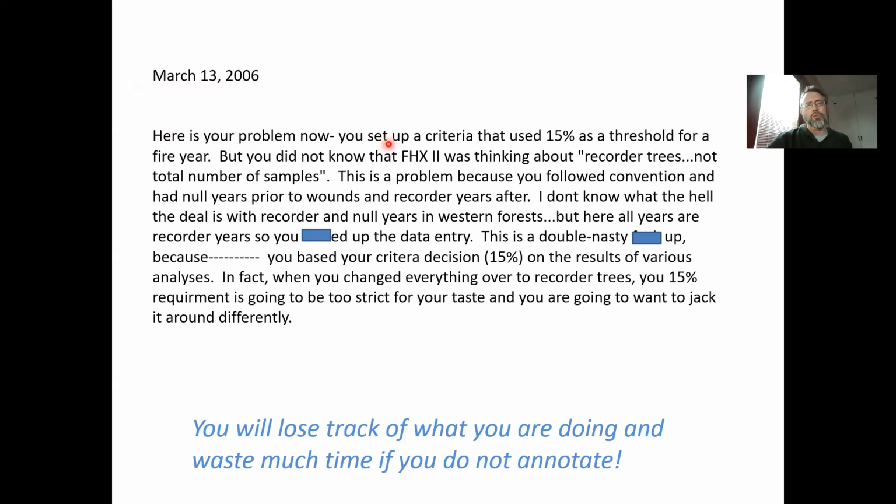Here is your problem now. You set up a criteria that used 15% as a threshold for a fire year, but you did not know that FHX2 was thinking about recorder years, not the total number of samples. This is a problem because you followed convention and had null years prior to wounds and recorder years after, blah, blah, blah. What the hell? Anyway, there's some curse words that I've blotted out here so I don't offend your sensibilities.